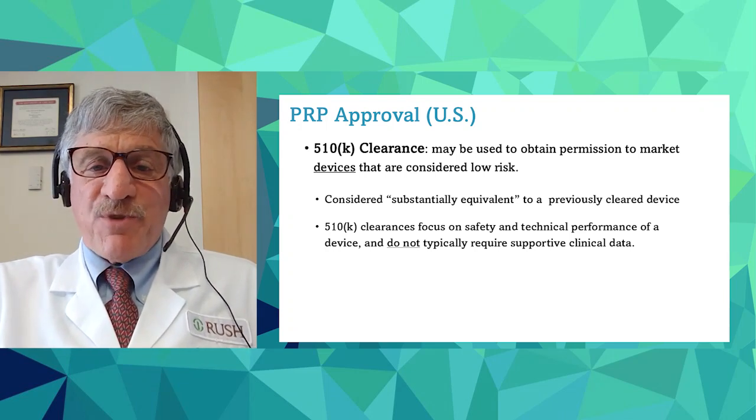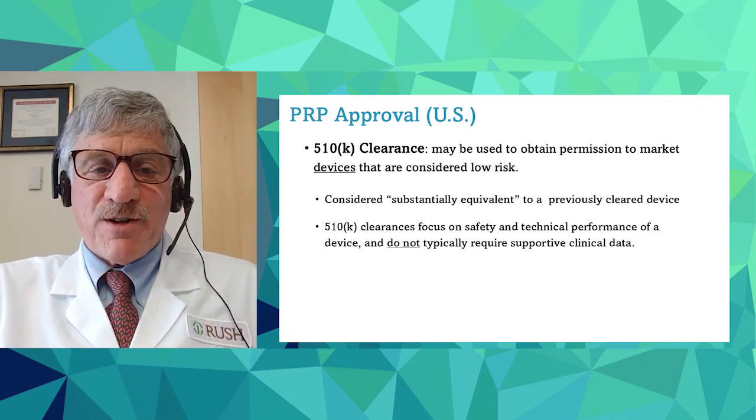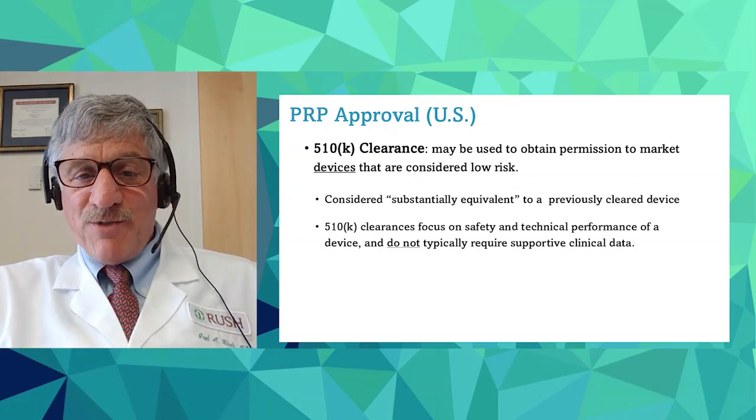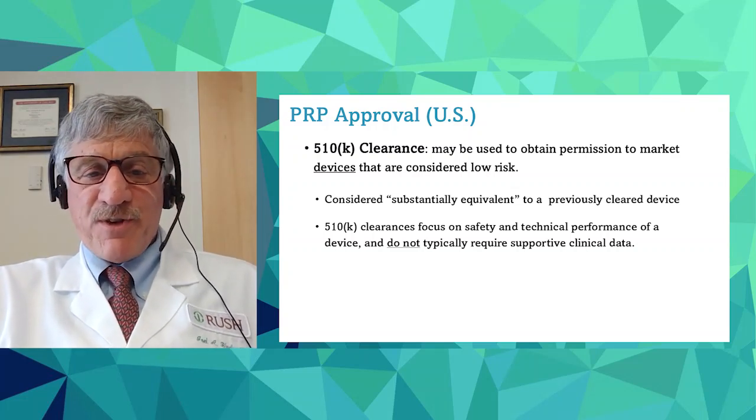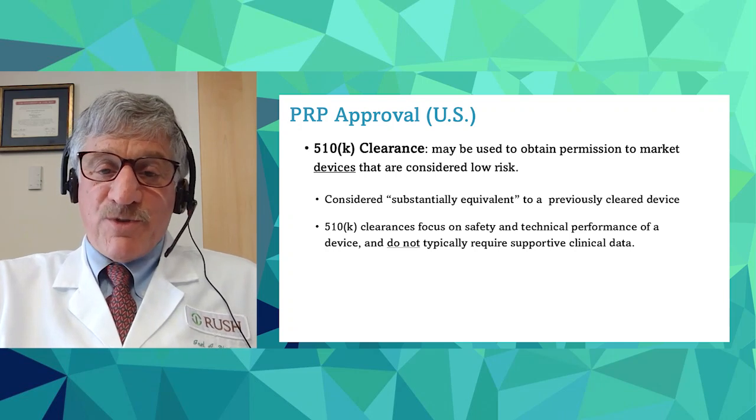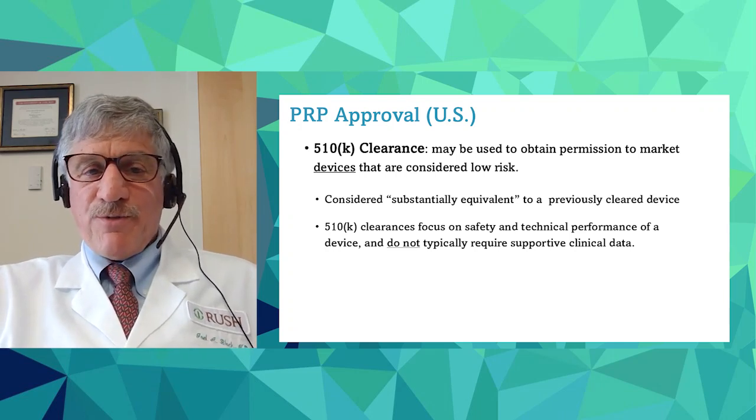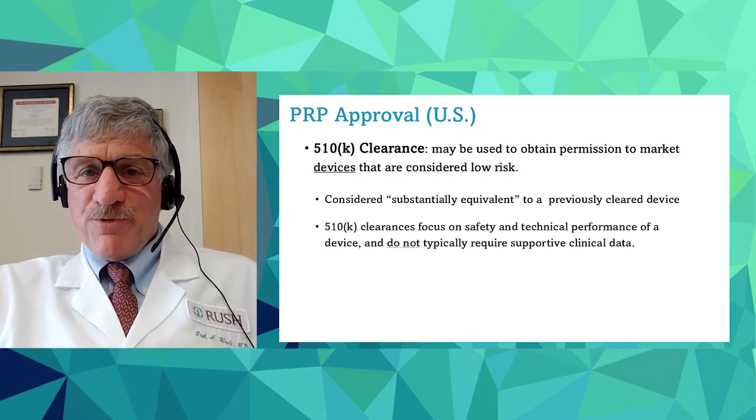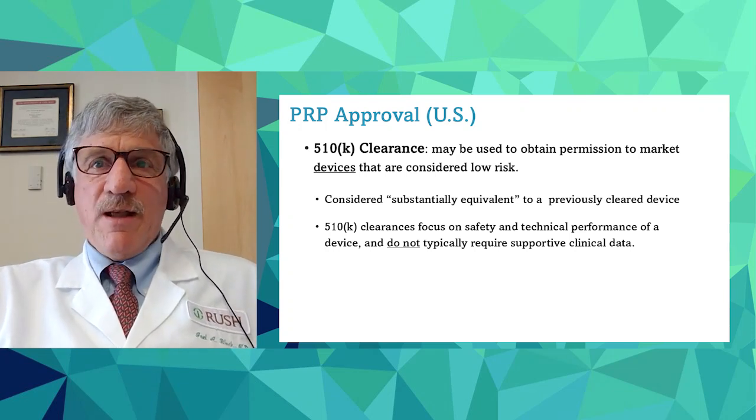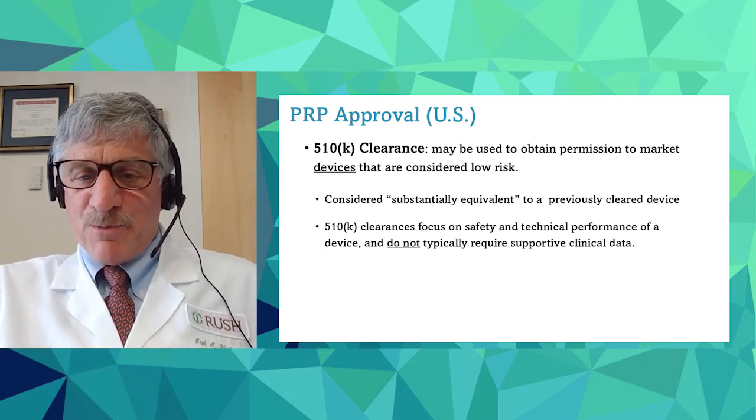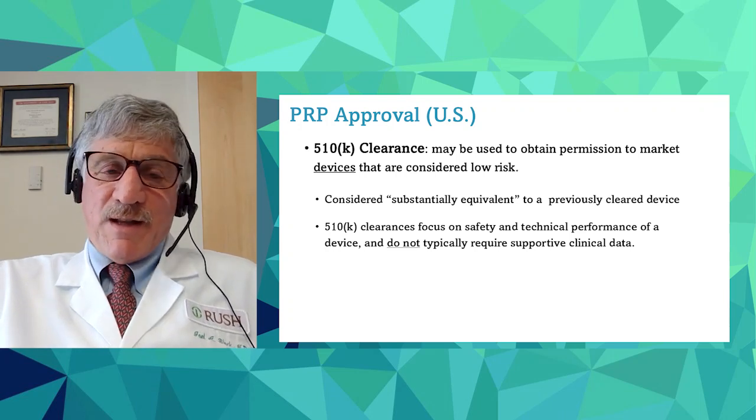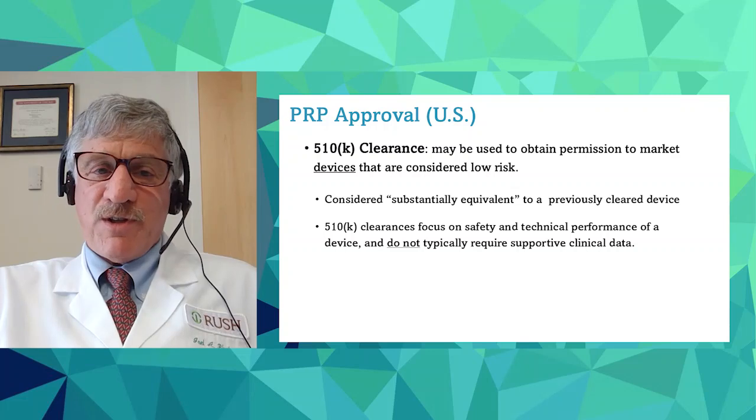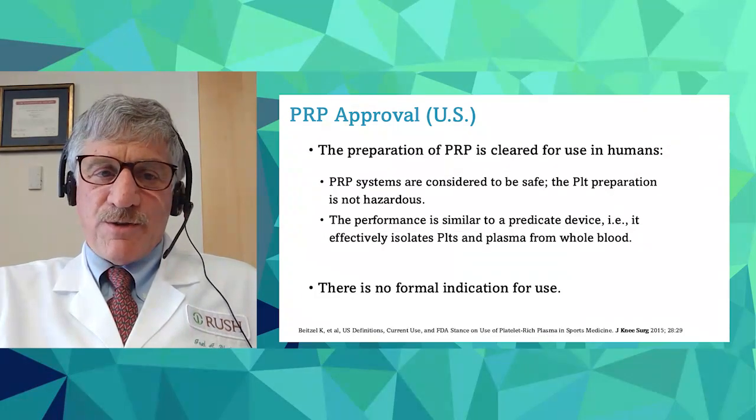This is used to obtain permission to market devices that are considered low risk. 510K clearances focus on the safety and the technical performance of the device, and they don't require supportive clinical data. In the case of the platelet-rich plasma, what has been approved for use is the pheresis machine that prepares the platelet-rich plasma. It has never received an indication for use in any particular disease.